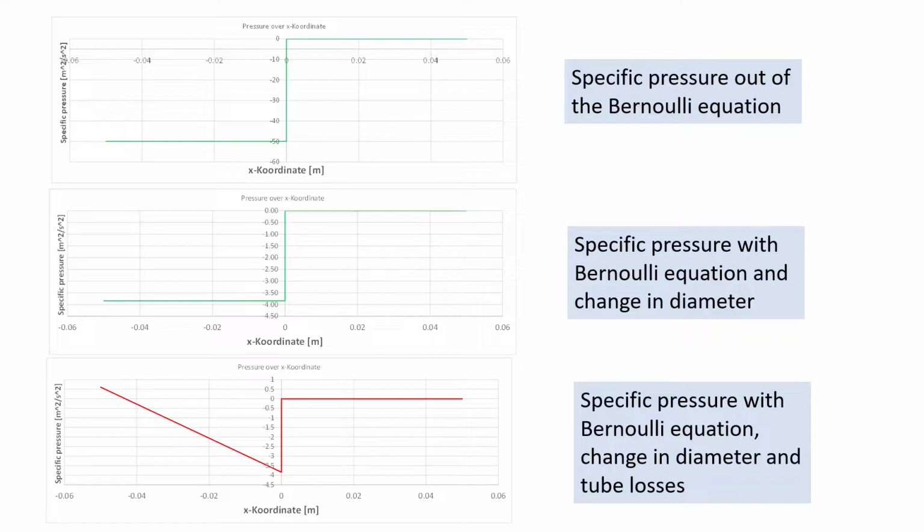In the middle, you find a picture where the loss due to the change in the diameter is considered. So this means that the pressure on the inlet is not minus 50, but it's minus 3.8. In the last picture on the bottom, you see a red line which shows the pressure over the x coordinate. And you see that you start with a pressure of nearly 0.5, which goes down to minus 3.8. And due to the shift in the diameter, the pressure increases up to 0, which is a boundary condition.